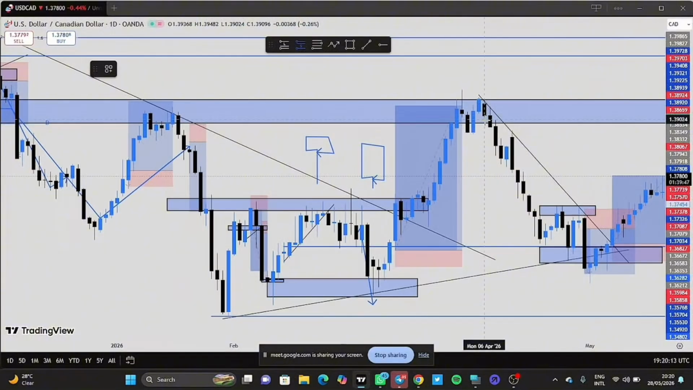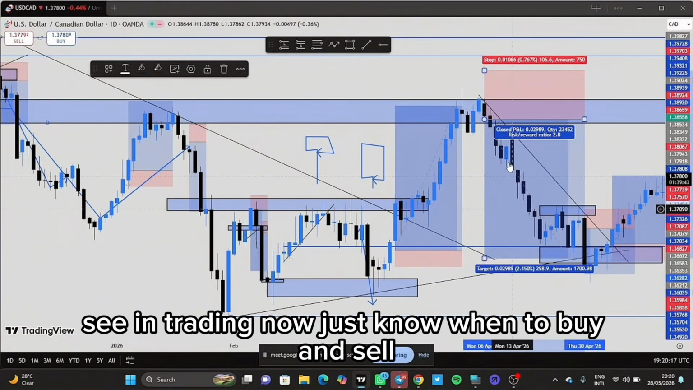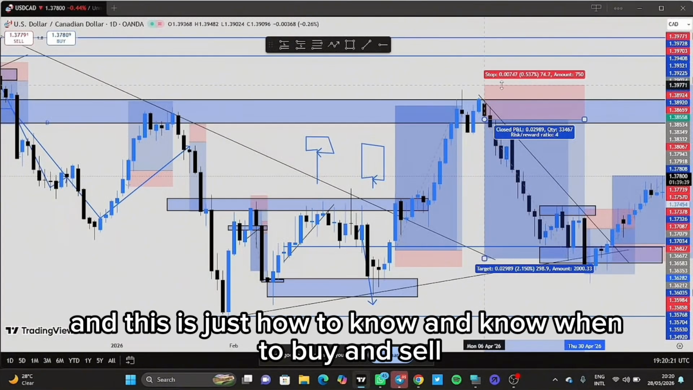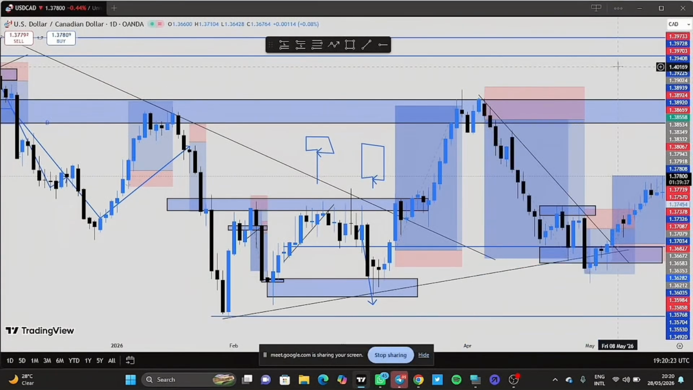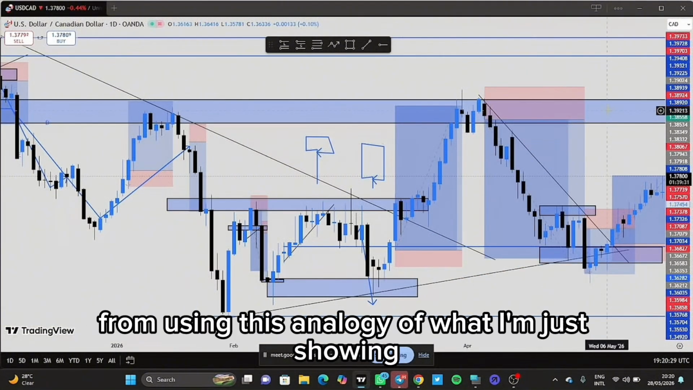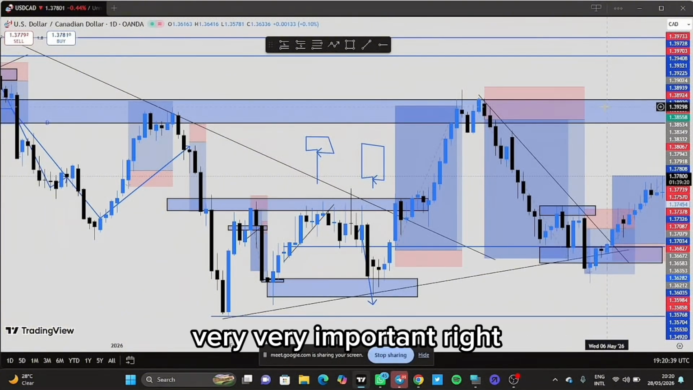And you can see right here that the market actually sold all the way down right here. Imagine you took this beautiful trade. See, in trading, you just know when to buy and sell. That's the only thing you are doing. And this is just how to know when to buy and sell. You understand? So imagine you took this beautiful trade on USD CAD, you would have made yourself a lot of money from using this analogy of what I'm just showing: key areas, and how the candlestick reacts to those key areas, right? Very, very important, right?